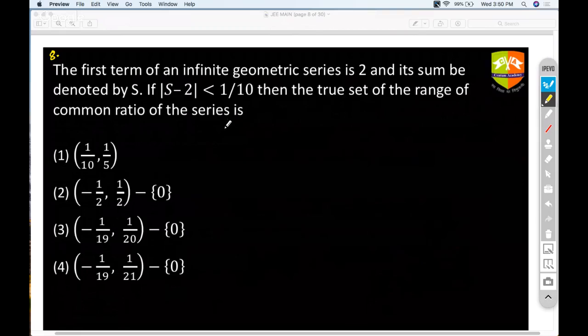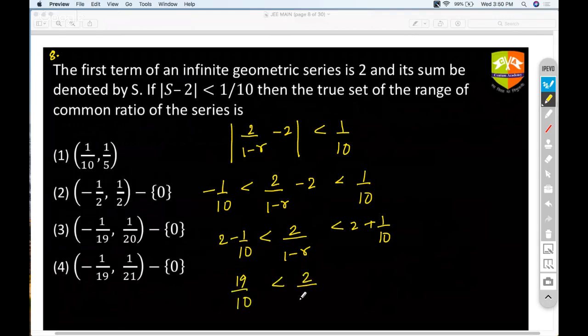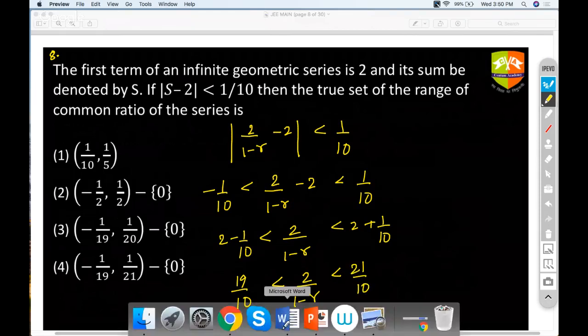We all know that the sum of infinite series for this case will be 2 by 1 minus r, r being the common ratio. So this is less than 1 by 10. So 2 by 1 minus r minus 2 should lie between minus 1 by 10 to 1 by 10. That means 2 by 1 minus r should lie between 2 minus 1 by 10 to 2 plus 1 by 10. That's going to be 19 by 10 to 21 by 10. Right?